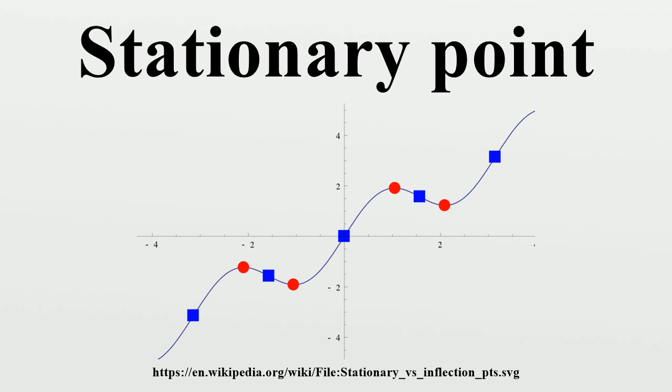A turning point is a point at which the derivative changes sign. A turning point may be either a relative maximum or a relative minimum. If the function is differentiable, then a turning point is a stationary point. However, not all stationary points are turning points. If the function is twice differentiable, the stationary points that are not turning points are horizontal inflection points. For example, the function x³ has a stationary point at x equals 0, which is also an inflection point, but is not a turning point. Classification.